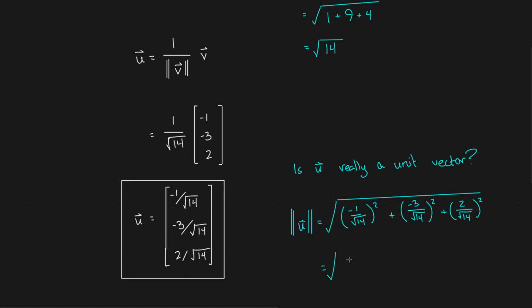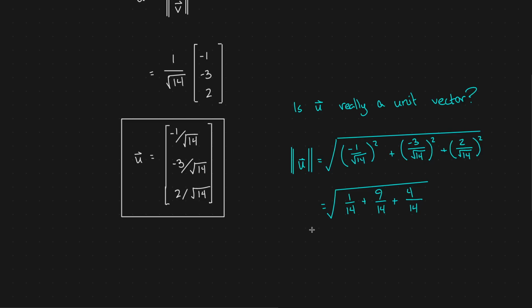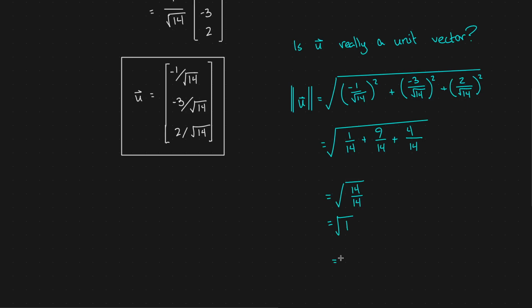So first component squared, I get 1 over 14. Second component squared, I get 9 over 14. And the third component squared, I get 4 over 14. The three fractions have a common denominator, so I can just add their numerators together. 1 plus 9 plus 4 is 14 over the common denominator of 14. 14 over 14 is 1, and the square root of 1 is 1. So yes, u is actually a unit vector.